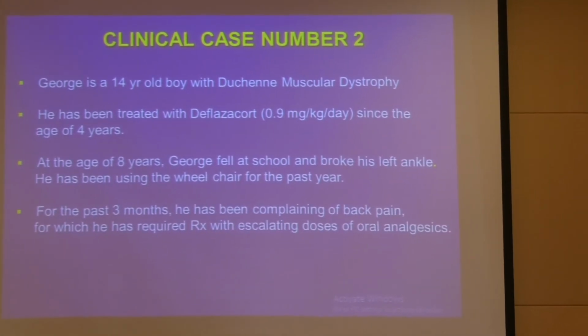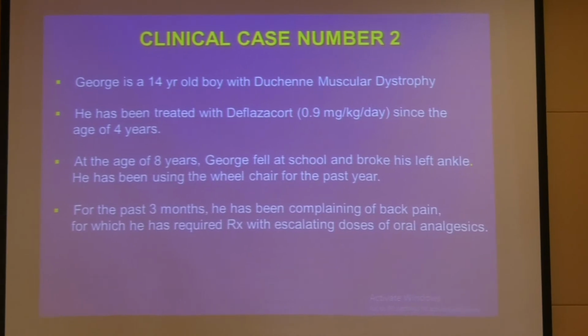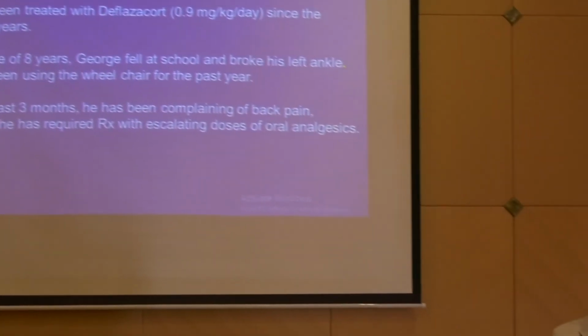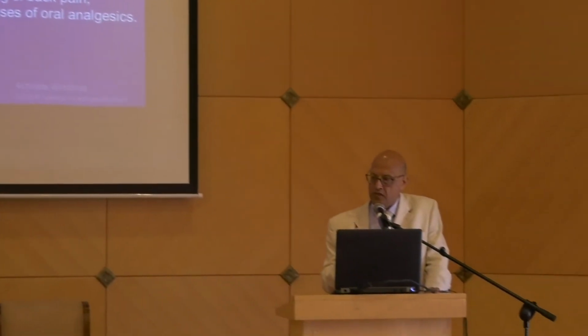Thank you very much. So this is a boy with Duchenne muscular dystrophy, and the standard of care for boys with Duchenne is to put them on high doses of steroids so as to maintain their muscle function, to prevent scoliosis, and keep their heart healthy. And so George, basically at the age of 8 years, fell and broke his left ankle, and since then he's been a wheelchair user. In the past 3 months he's been complaining of backache, and for which he's been needing escalating doses of analgesics.